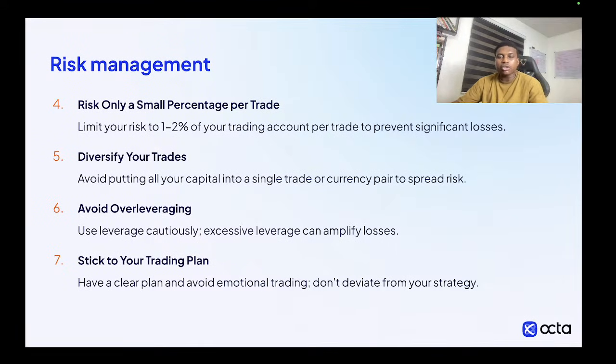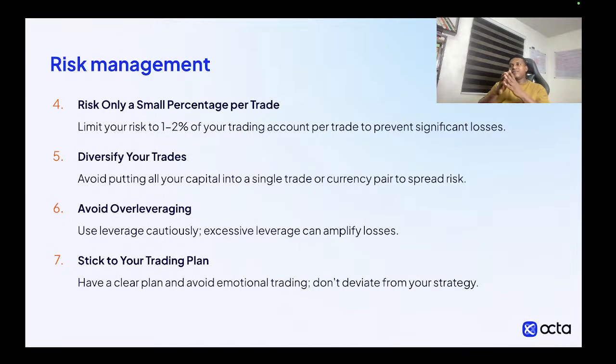4, risk only a small percentage per trade. It's important that you limit your risk to 1 to 2% of your trading account. So don't trade with almost all the capital in your account. That is very risky. So you risk a small percentage per trade.